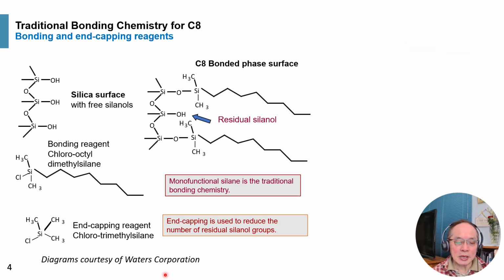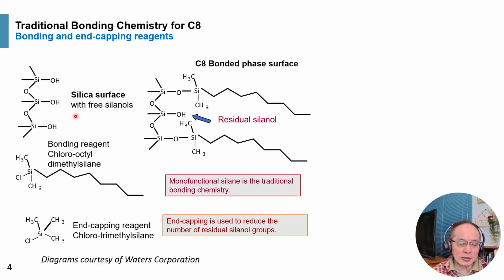Okay, here we discuss the traditional bonding chemistry using monofunctional silane. The example we use is a C8 bonded phase. So the hydrophobic chain is C8 instead of C18. And here's a schematic of the silica surface with free silanols.